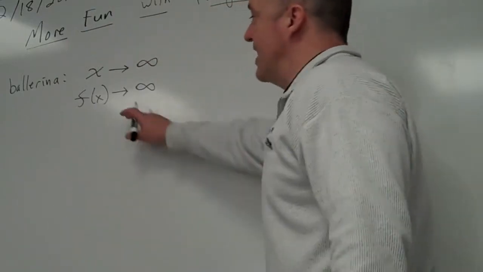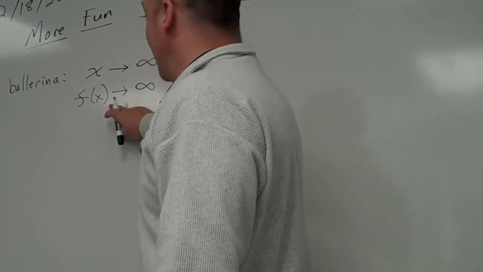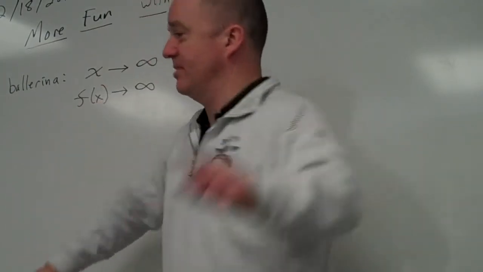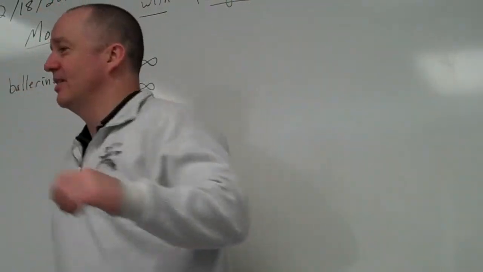X is left and right, f of x is up and down. That's the simplest way I can say it. Okay? So as x goes way to the right, y goes up. That's what a ballerina does with this arm. Ballerina function. Well, then where's the x going to the right?